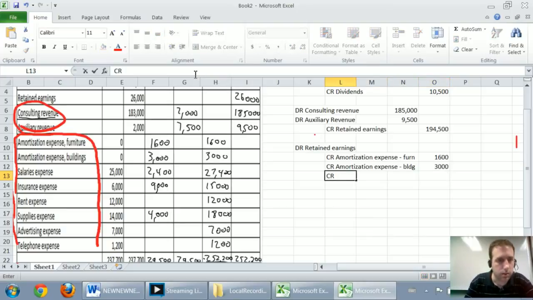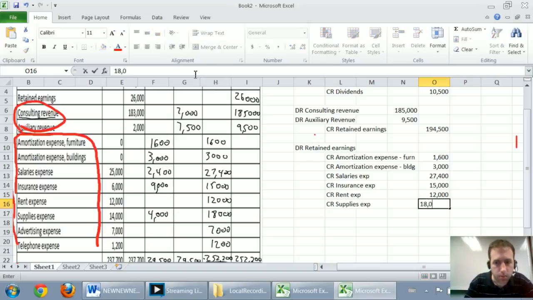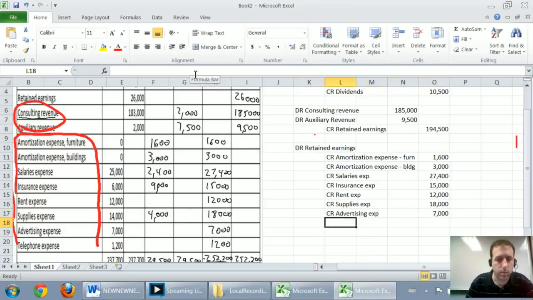I'm going to credit salaries expense by $27,400. I'm going to credit insurance expense by 15,000. Missed my commas there. I'm going to credit rent expense by 12,000. I'm going to credit supplies expense by 18,000. Pardon me. We always want to use that adjusted trial balance column. I'm going to credit advertising expense by 7,000. And last but not least, I'm going to credit telephone expense by 1,200.